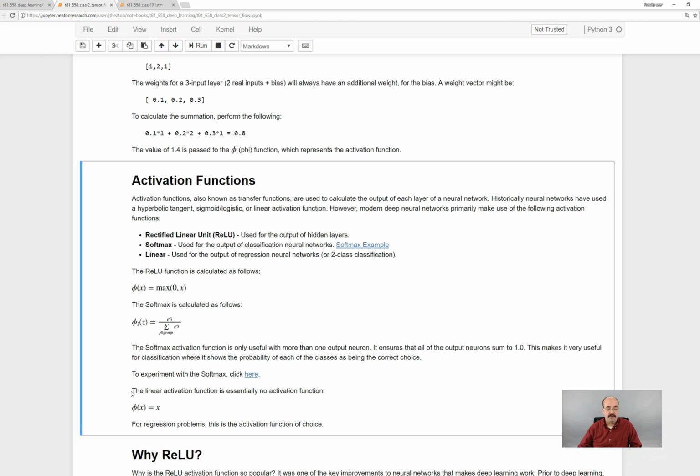If the output neurons are for a regression, then you're going to use a linear function, which simply is the same value. So whatever the output neuron is, that's going to be the regression value.